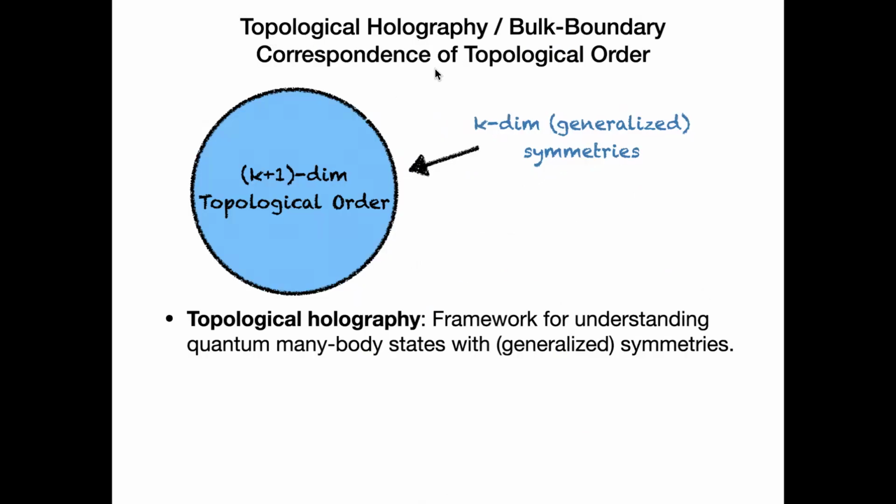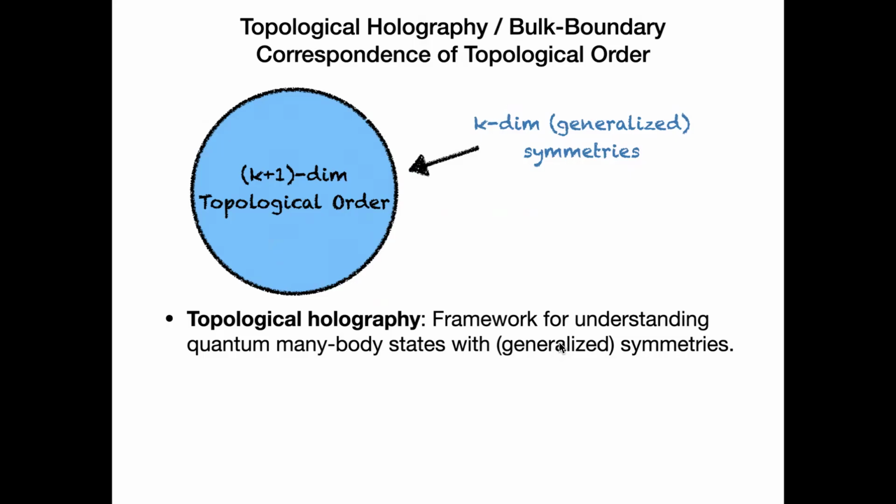So this talk is closely related to a concept known as topological holography, which is a framework or a principle that says that given any k-dimensional generalized symmetry, there exists a k plus one dimensional topological order, which can characterize the topological features of this symmetry. And the physical realization of this holography principle is just by the bulk boundary correspondence of the topological order.